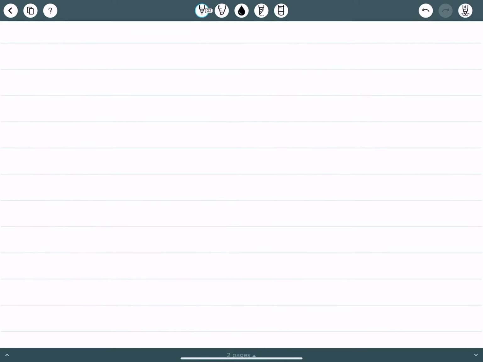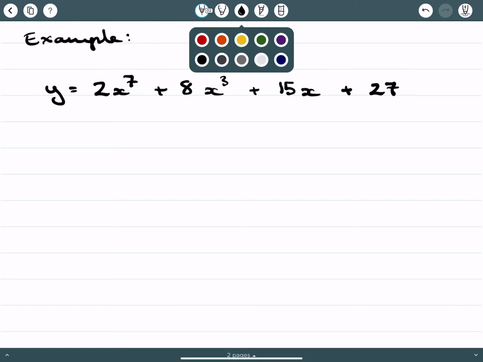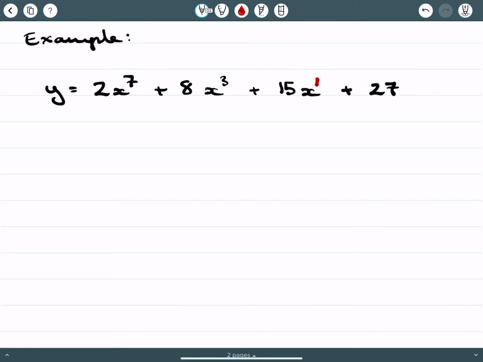Now, a couple of curious things with a couple of examples. If I have 2x to the 7 plus 8x to the 3 plus 15x plus 27, there's a couple of values that aren't shown, and I'm just going to talk about each of them. The first value that's commonly not shown is this 1, the power on the 15x. And the second value that's not shown is here, where we have 27x to the 0.